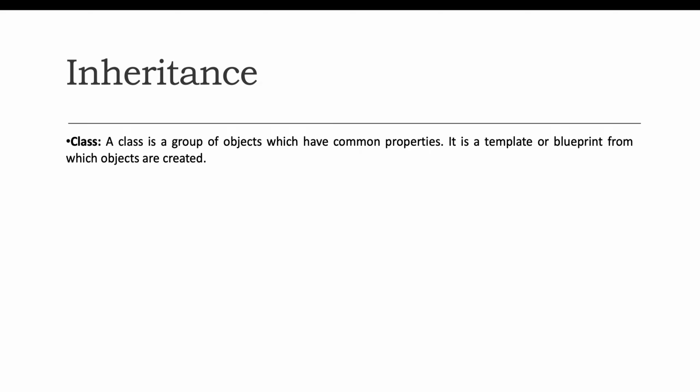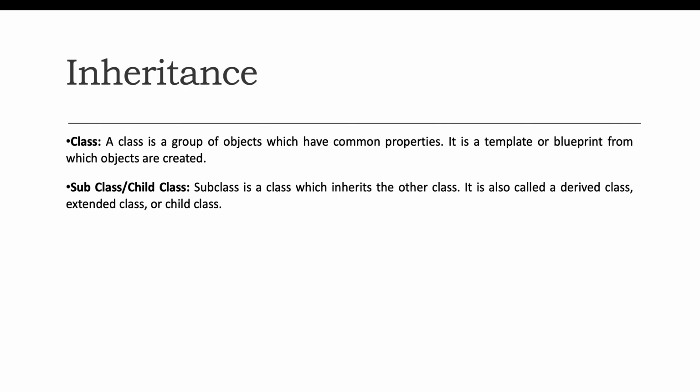So basically a class can contain properties and behavior, or you can say variables and methods. In simple words, we always say it is a template or a blueprint from which objects are created, right? We have already seen what classes and objects are. The second terminology that we are going to use inside the inheritance concept is the subclass, or you can also say child class. So what is a subclass?